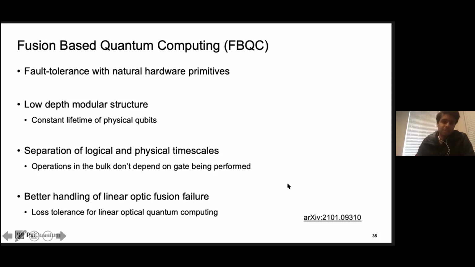This is actually our arXiv paper, which we put up recently. I can take any questions now.